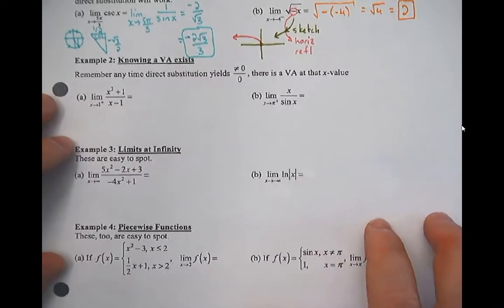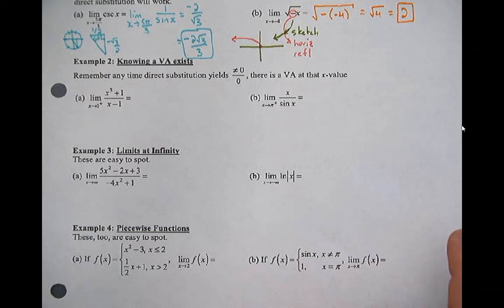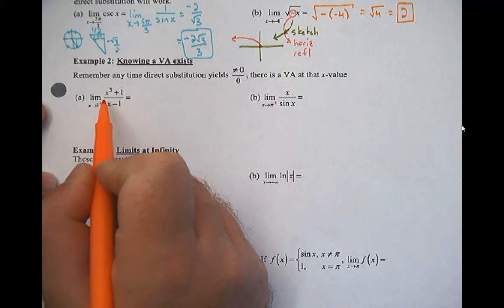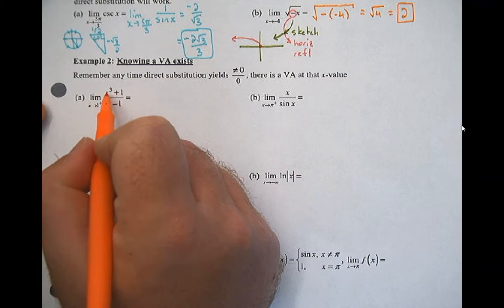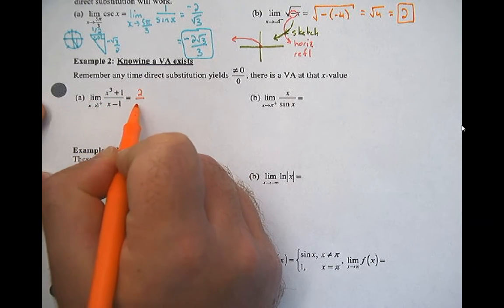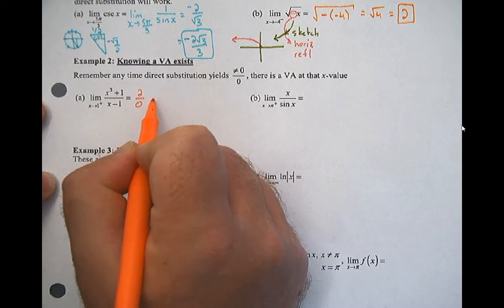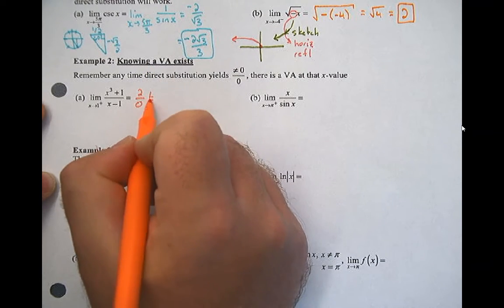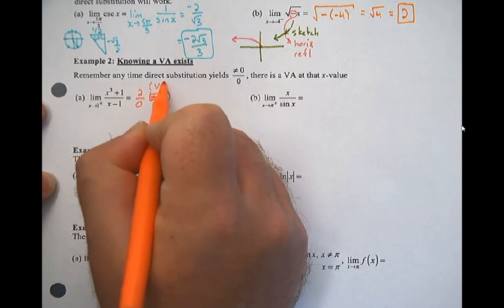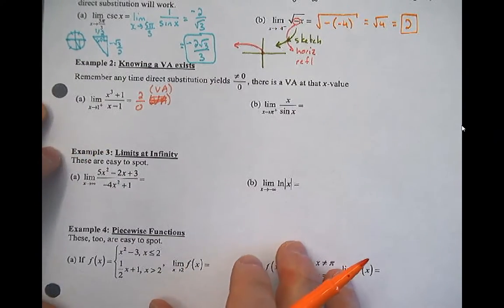All right, let's go. Knowing a VA exists. So what should, never not first, as Corpy says, what do we always try to do first? Plug and chug, direct substitute this value. And when I direct substitute, I get 1 cubed plus 1, which is 2, over 1 minus 1, which is 0. This is a VA. I know this is a VA because I've got a 0 on the bottom and a non-zero on the top.